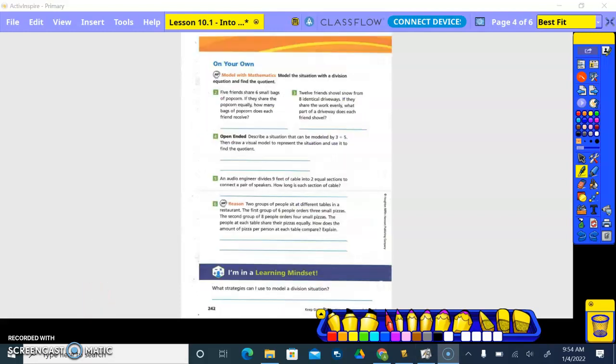On your own, model with mathematics. Model the situation with the division equation and find the quotient. 5 friends share 6 small bags of popcorn. If they share the popcorn equally, how many bags of popcorn does each friend receive? So we're going to circle 5 friends, 6 small bags, and then how many bags of popcorn does each friend receive? So what is our total? What's being divided up?